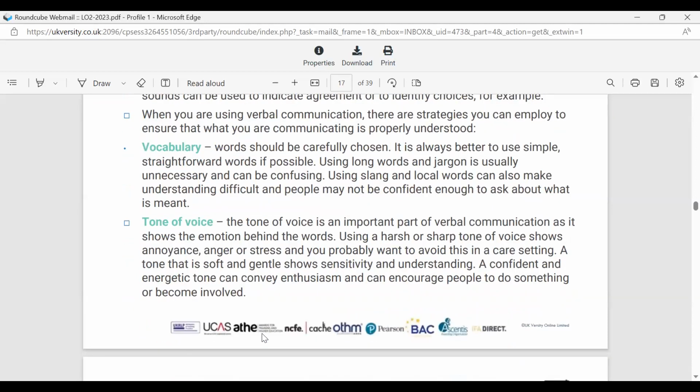So things like vocabulary. So words should be carefully chosen. It is always better to use simple, straightforward words if possible. Using long words and different jargon is quite confusing for the individual. Using slang and local words can also make understanding difficult, and people may not be confident enough to ask about what is meant. Why is the tone of your voice so important when you're communicating?